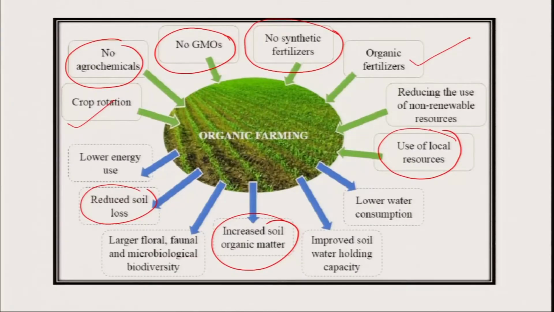Similarly, we are also promoting the use of different types of local resources. You do not have to make compost every time, and you cannot purchase vermicompost from the market every time. So you have local resources, maybe your wheat straw, rice straw, vegetable waste, jungle biomass, weed biomass, all of which you can use after the composting method.